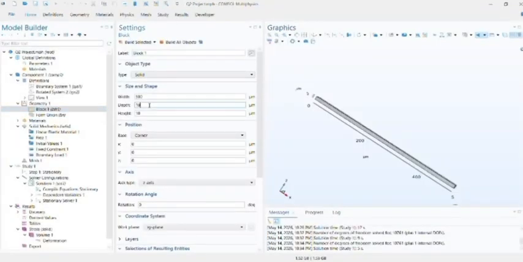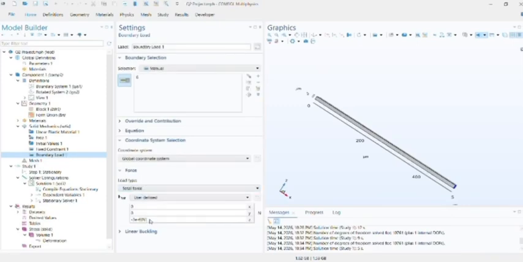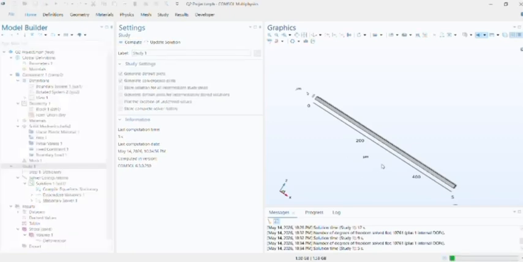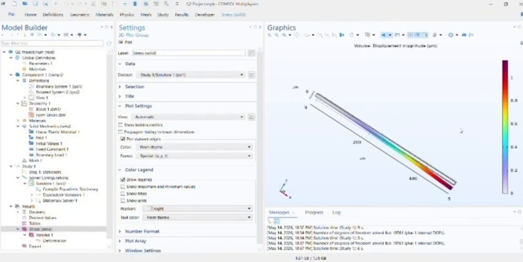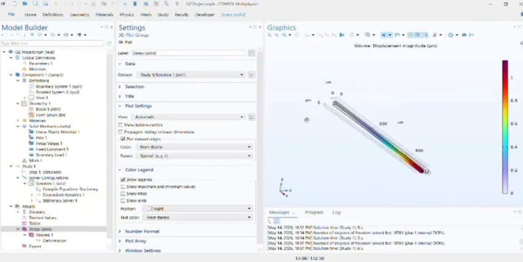Okay, so in question number 2, we have a beam of 10 micrometers and we are going to set the coordinate system to global coordinate system and apply the force of -3 micronewtons on the free end. And after we compute the study, we can see on the color bar that the maximum tip deflection is approximately 1 micrometer.